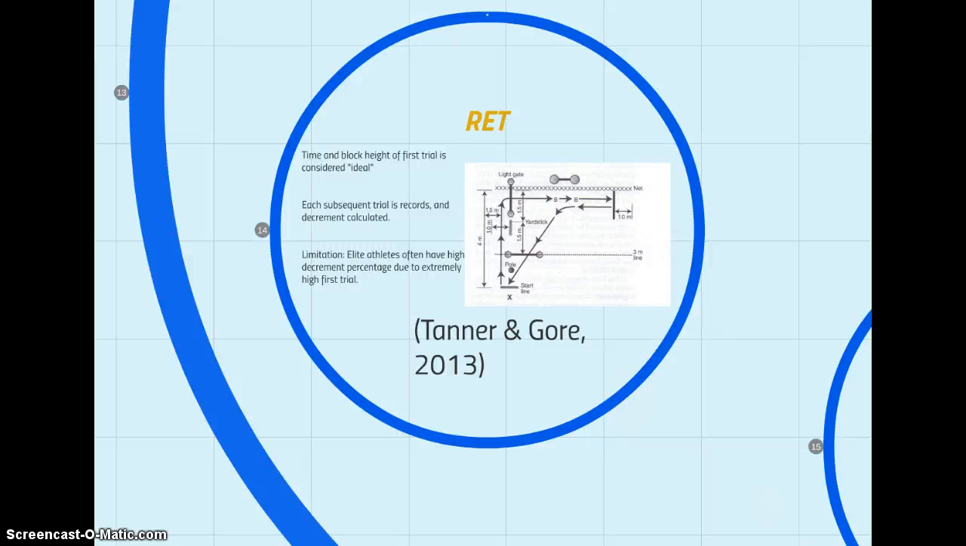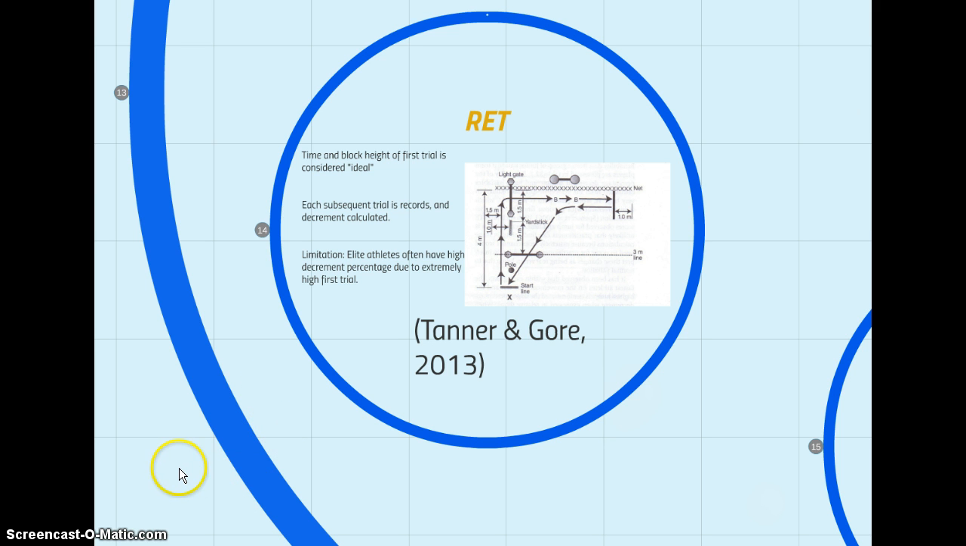All right, so to continue on where we left off, after blocking, the athlete will continue around in the path shown by the arrows and perform the same thing four times. Each subsequent trial is recorded and the decrement is calculated. This is measuring how quickly the athlete becomes fatigued or how they resist fatigue.